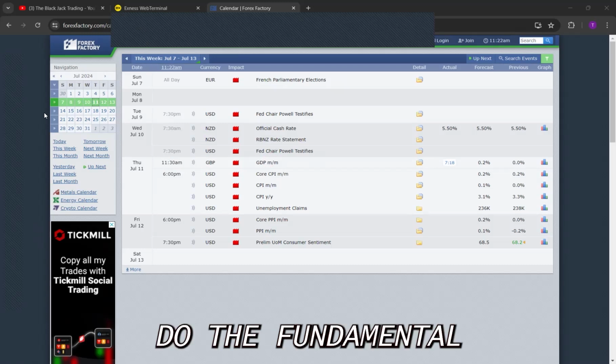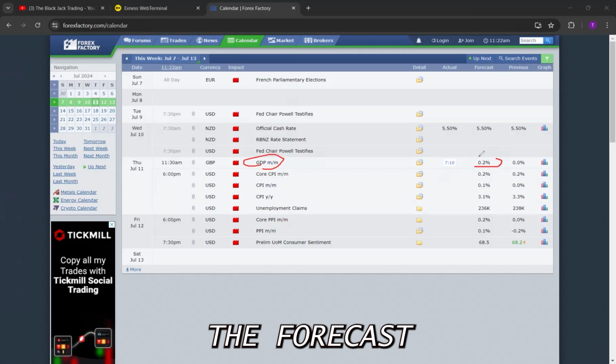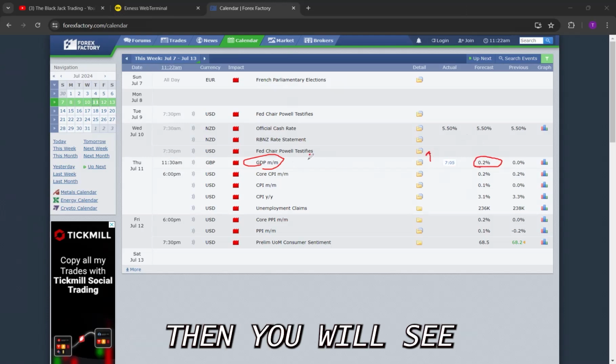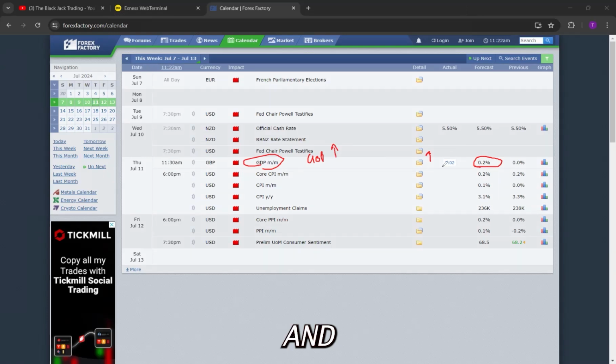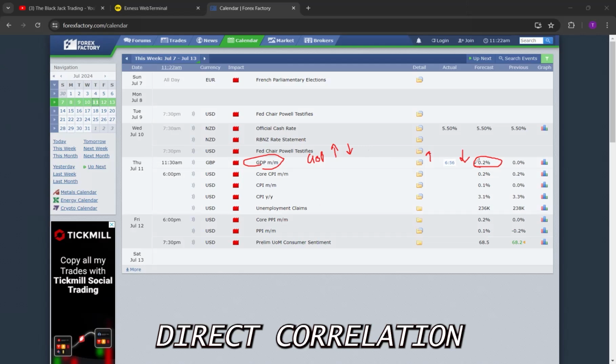First of all, let's do the fundamental analysis of the GDP. Since GDP is good for the economy, if you see the forecast over here, it's 0.2%. If the actual figure is to the upside, then you will see GBP USD going upside. And if it is going downside, then you will see GBP USD going towards the downside. It's very simple. You have to understand that there is a direct correlation between the two.